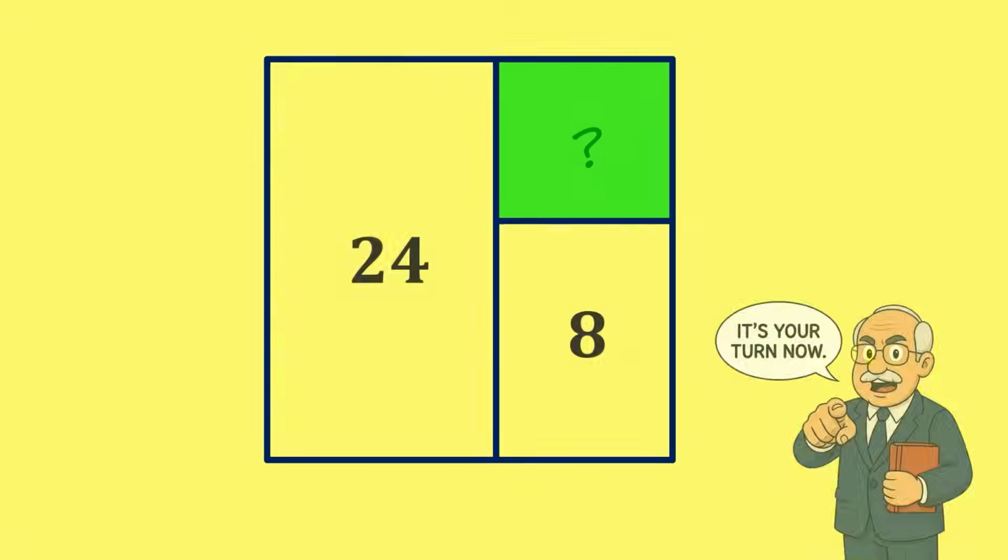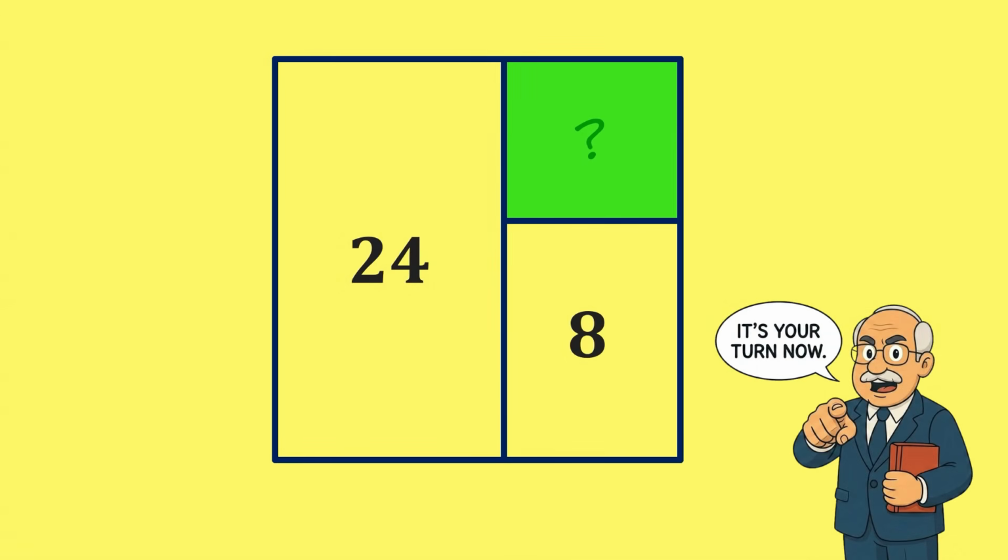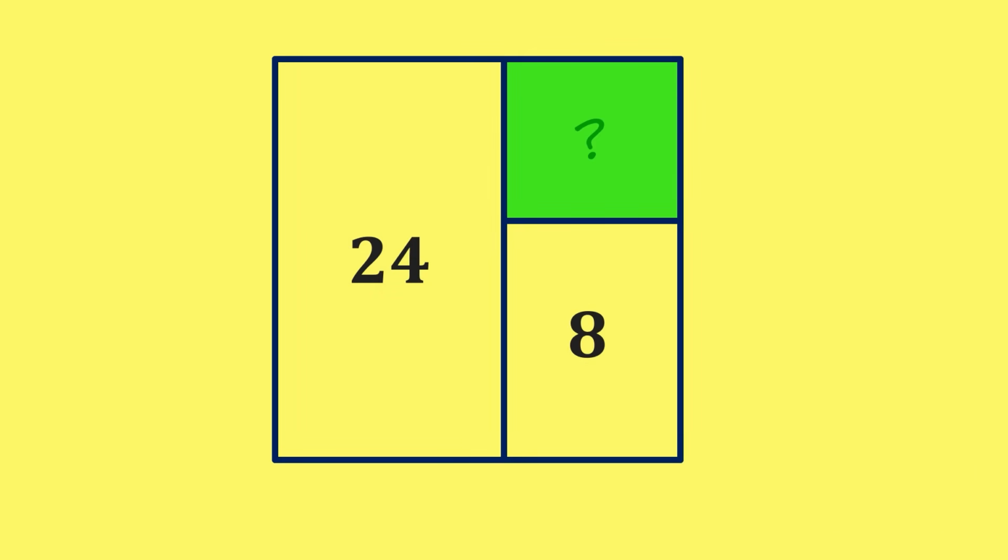Now, it is your turn to practice. Imagine this exact same setup. Inside a large square, we have a tall rectangle with an area of 24 on the left and a smaller rectangle with an area of 8 on the bottom. Can you find the area of the missing blue square?